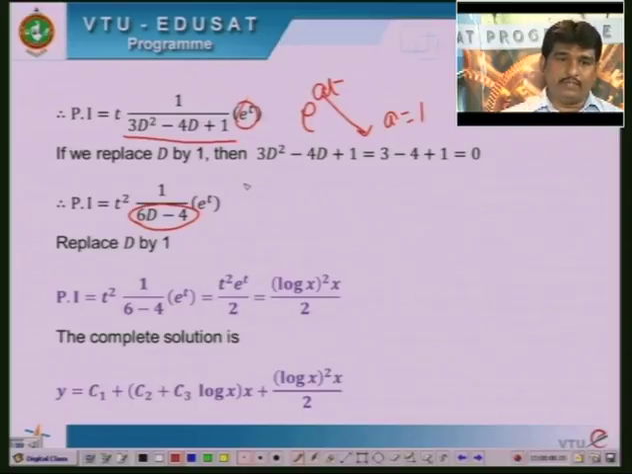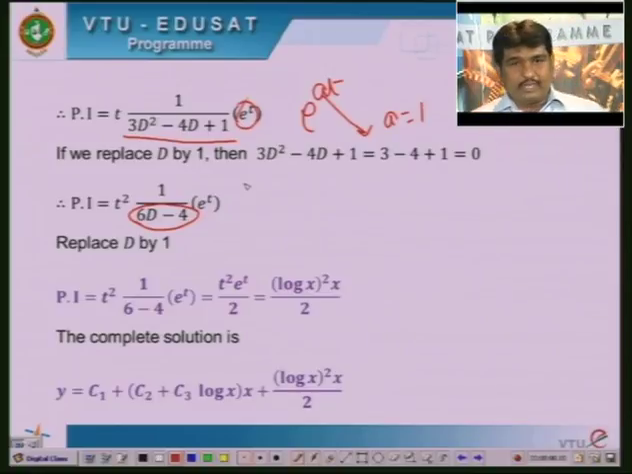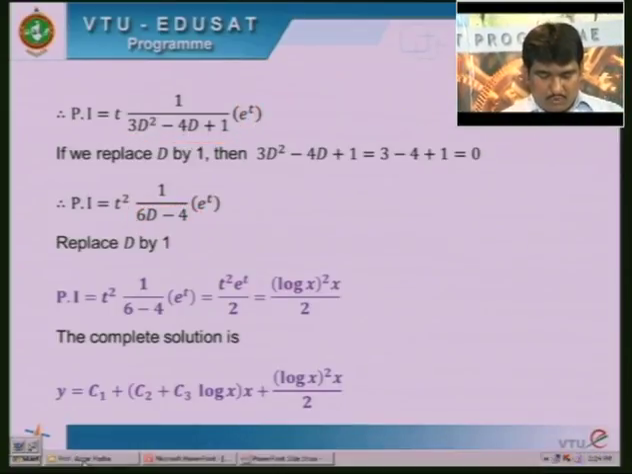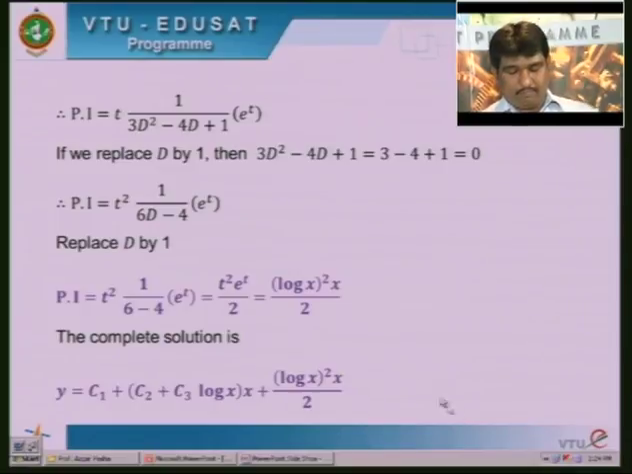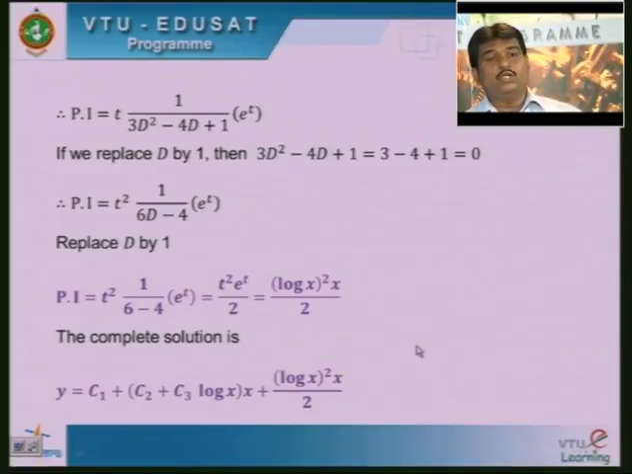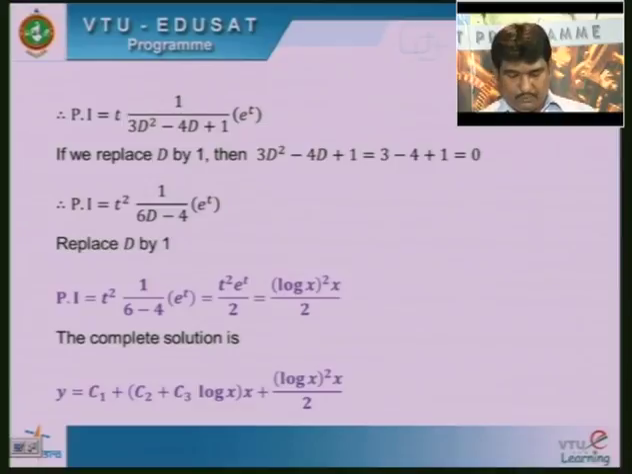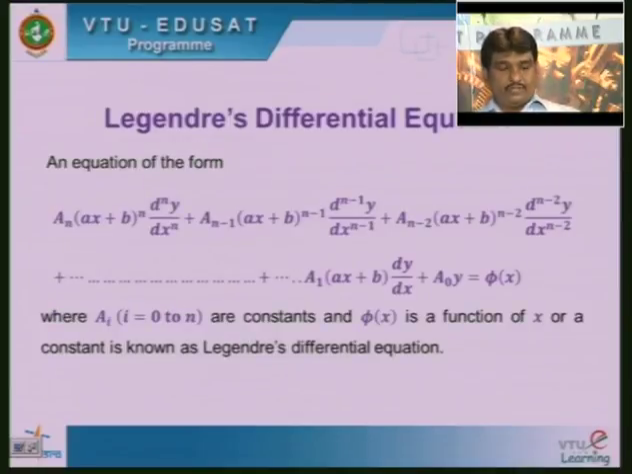Now convert t in terms of x. t is log x, e to the power of t is x. So we get PI as log x the whole square into x divided by 2. Therefore the complete solution is y equals CF plus PI. CF is c1 plus c2 plus c3 log x into x, plus PI is log x the whole square into x divided by 2. This is Cauchy's differential equation.